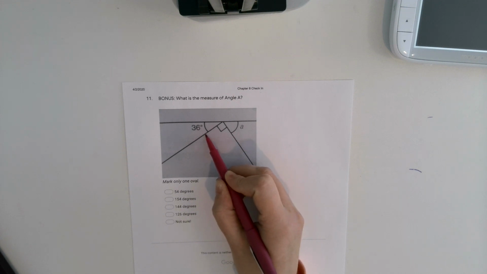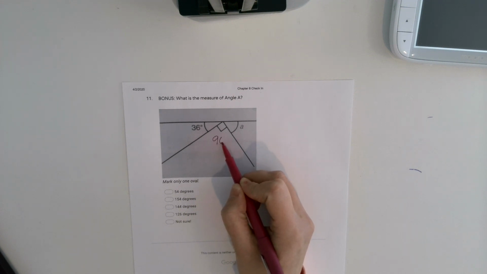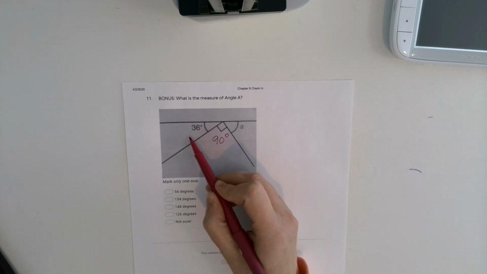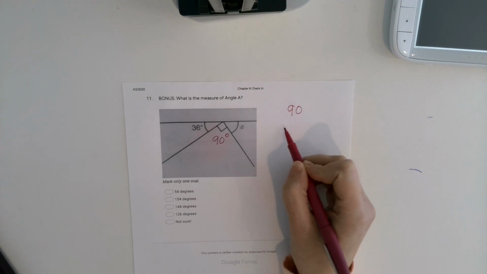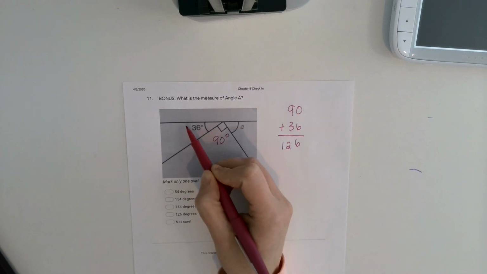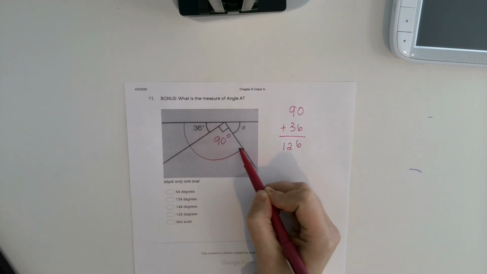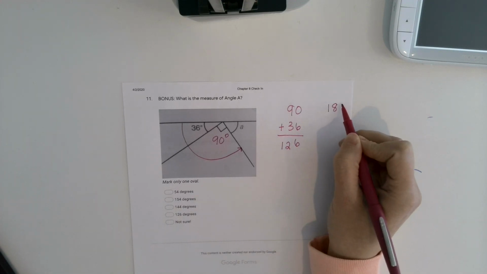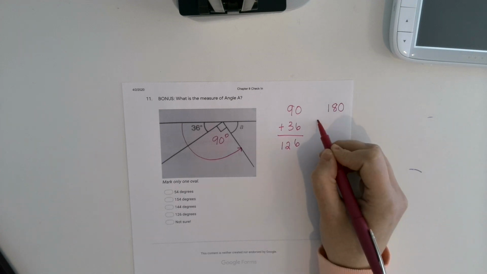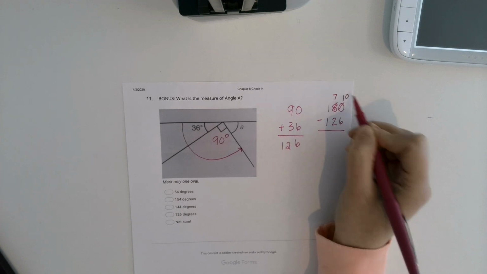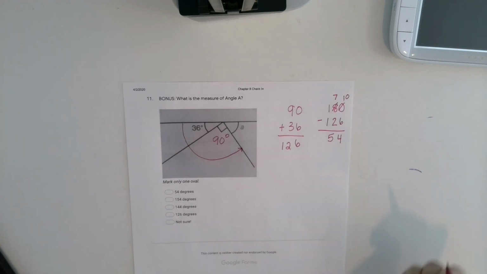This little symbol means that from here to here is 90 degrees, and then they're asking me what angle A is. So the first thing I want to do is add these two together. So 90 plus 36 is 126. So that means from here to here is 126. So to find angle A, I'm going to take the total that they have to add up to, which is 180, and I'm going to take away 126. And I get 54. So angle A would have to be 54 degrees.